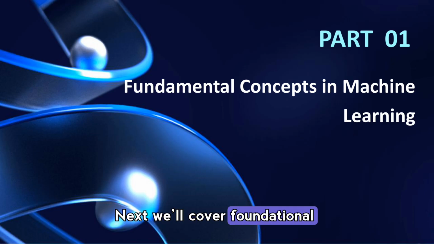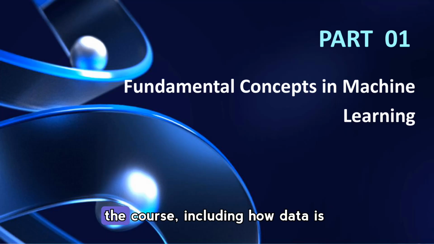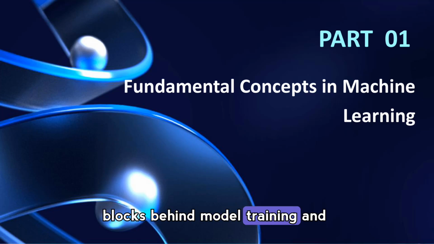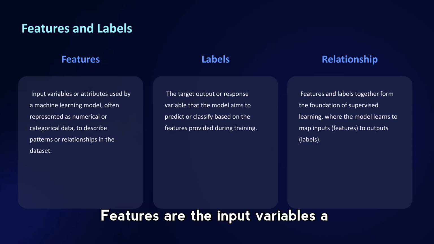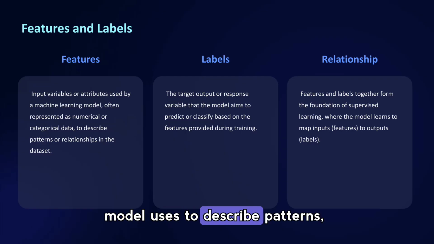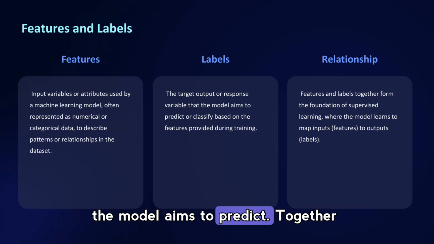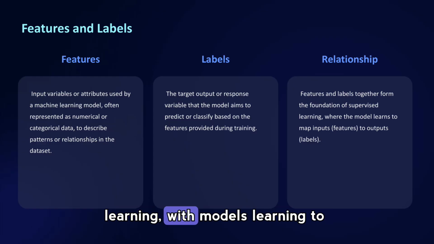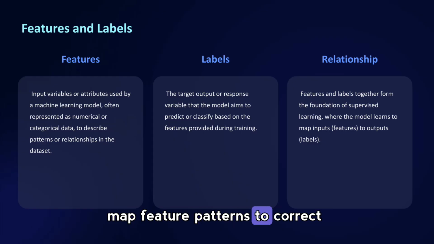Next, we'll cover foundational concepts you'll rely on throughout the course, including how data is represented, split, and evaluated, so you'll understand the building blocks behind model training and why they matter for reliable performance. Features are the input variables a model uses to describe patterns, while labels are the target outputs the model aims to predict.